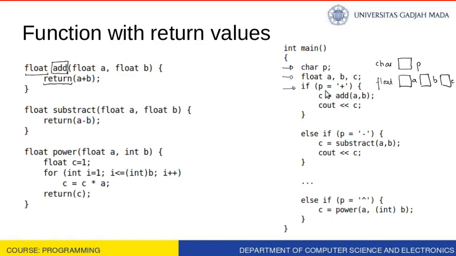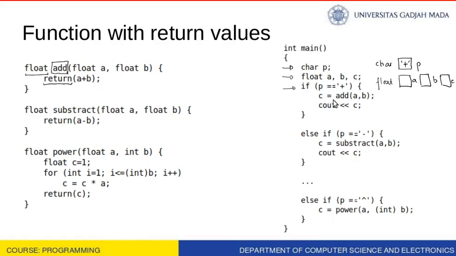Then I go to the third line, where I have the condition of whether the value of p is equal to plus or not. So this should be a double equal like this. Suppose I have p with the symbol of plus. Of course this will be in the numerical representation, the ASCII code of this sign.